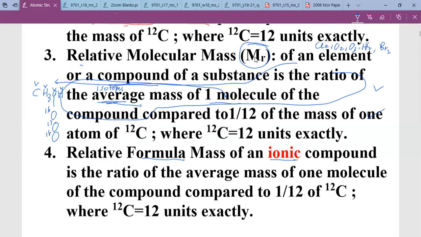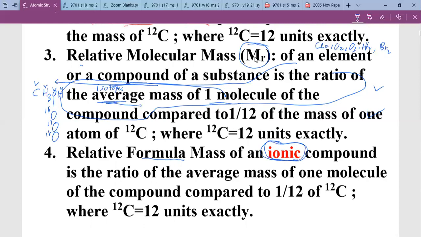In IGCSE they ask, what's the difference between relative molecular mass and relative formula mass? This is a question I can show you later if you go back to IGCSE. Formula mass is specifically referred to for ionic compounds. But as I said, in AS they don't really care; they combine both together. I'm going to show you the marking scheme so you can see for yourself.